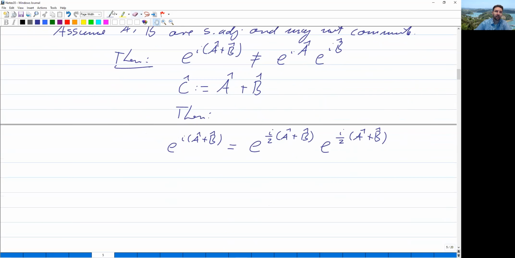Okay, so we have this, and therefore we also have e to the power i (A hat plus B hat) is equal to, and now it's getting interesting, e to the power of i divided by n, (A hat plus B hat), to the power of n. Right? So instead of dividing by 2, I'm dividing by n. So by the same logic as here, still true. And that's because A hat plus B hat is just like one operator and it commutes with itself. So therefore the usual rules of exponentiation apply.